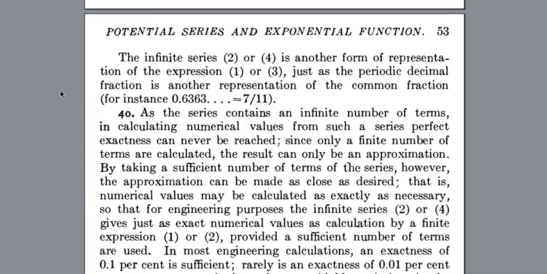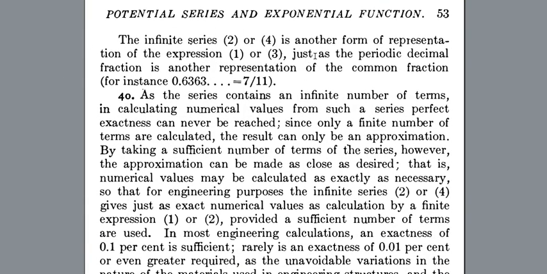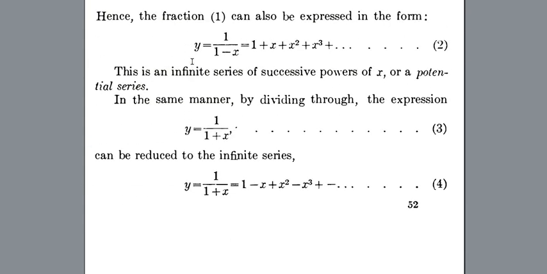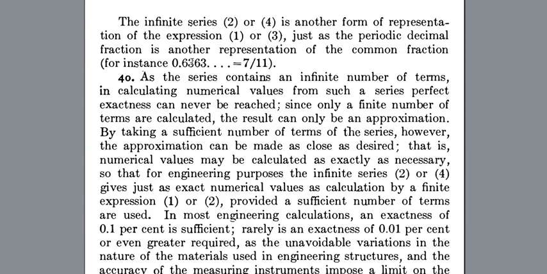The infinite series 2 or 4 is another form of representation of the expression 1 or 3, just as the periodic decimal fraction is another representation of the common fraction, for instance 0.6363 repeating equals 7 divided by 11.